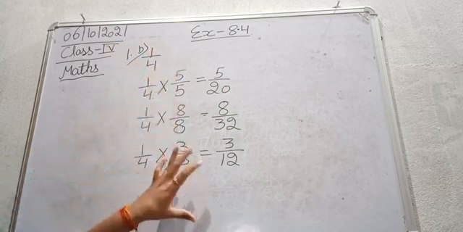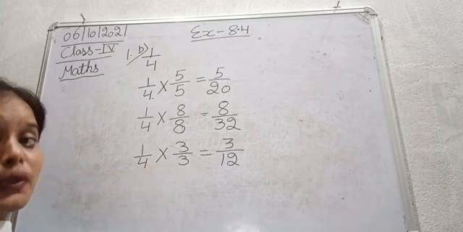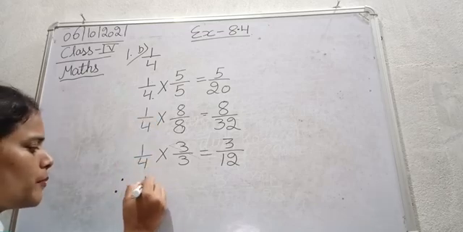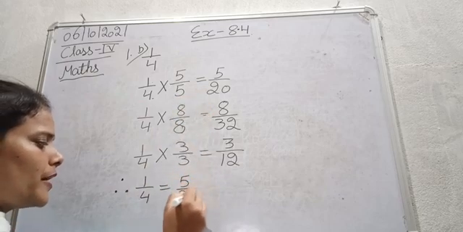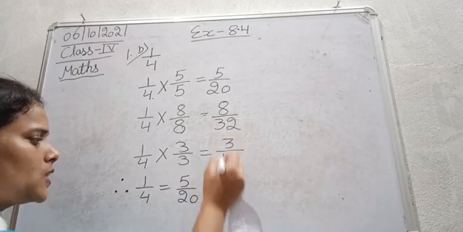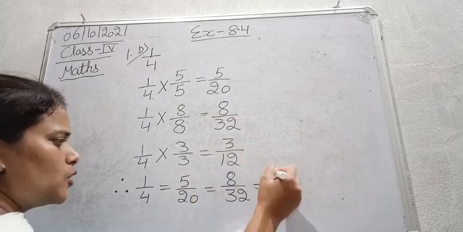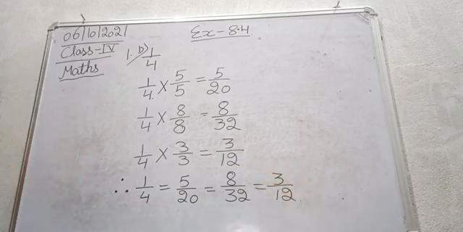So these numbers are not coming in any kind of series. So you can use any numbers to find the equivalent fractions. So therefore, 1 upon 4 is equal to 5 upon 20 is equal to 8 upon 32 is equal to 3 upon 12. Okay, so this is the solution of the B part of question number 1. You can pause it here and note it down in your notebooks.